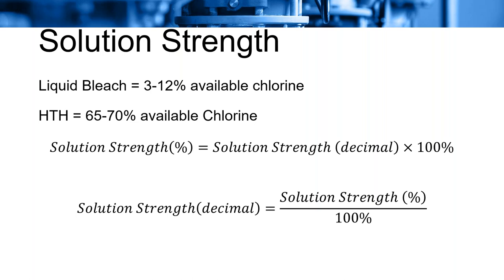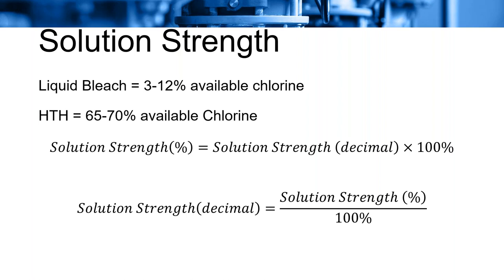So our next concept is going to be solution strength. Typical solution strength for liquid bleach is 3 to 12% available chlorine. And HTH, which is our solid form, is 65 to 70% available chlorine.